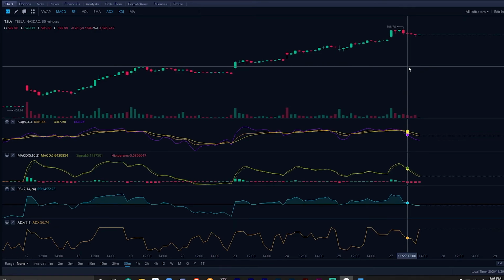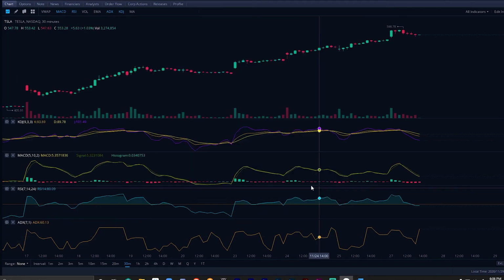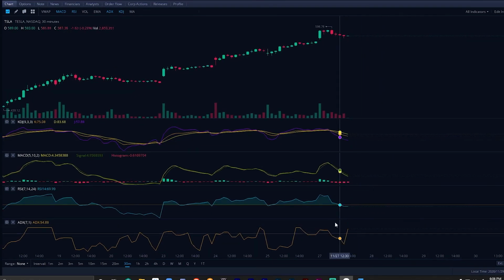So to break it down and overlap again, you guys could follow my indicator numbers right here: on the KDJ, 9, 3, 3. I will not explain why I'm using these. 5, 10, 2 for the MACD, for the RSI 7, 14, 24, and the ADX 7 and 1. You could use these because I have been using these and they have actually significantly reflected what the market is doing.